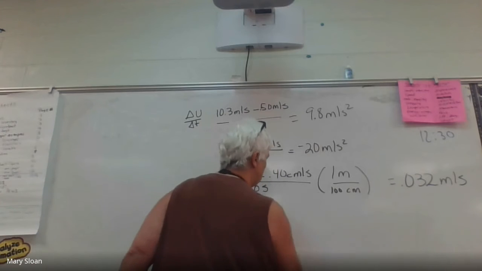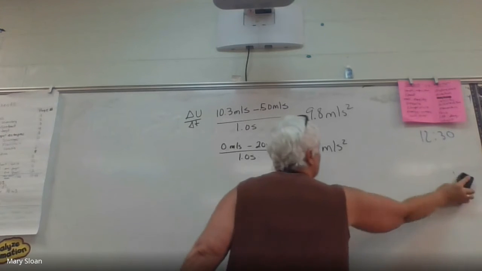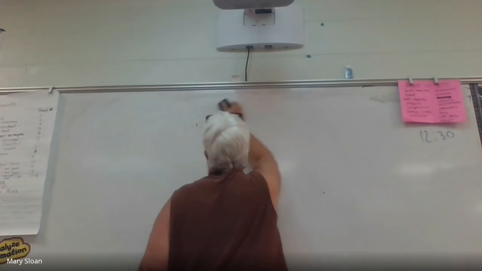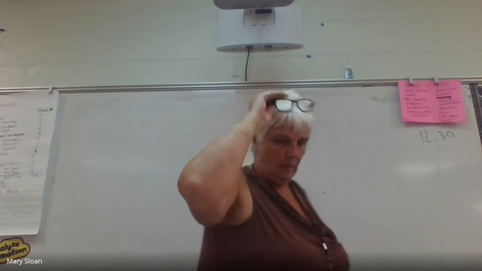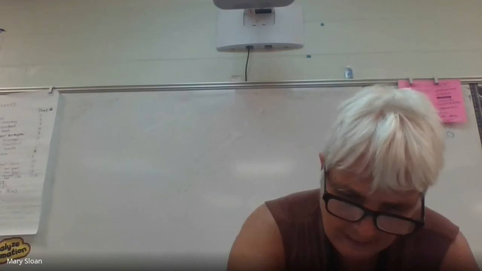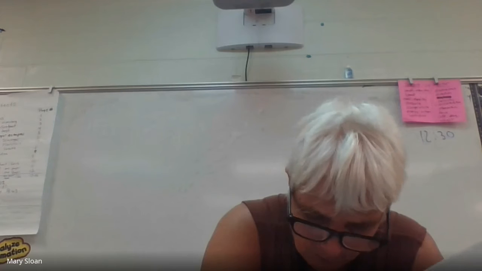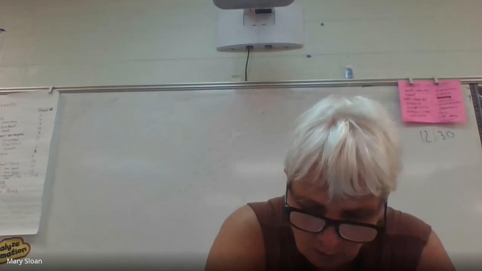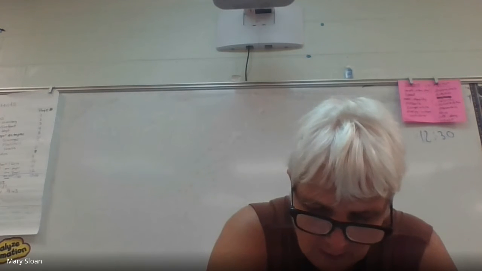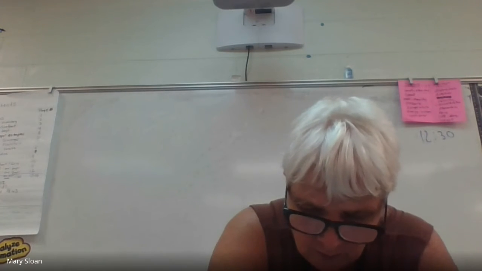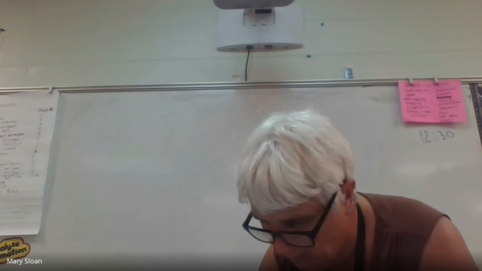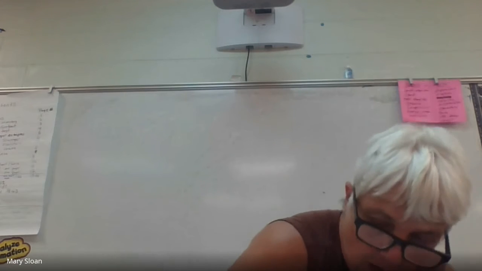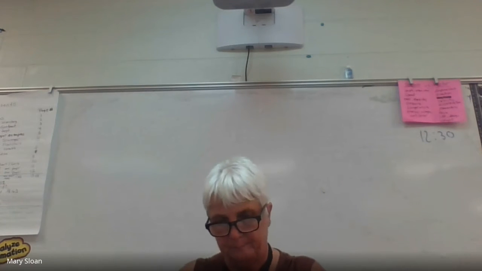59. Okay. 59 says the graph in figure 27 describes the motion of an object moving east along a straight line. Find the acceleration of the object from each of these times. Okay? Bailey, you ready? What do you think is number A for 59?